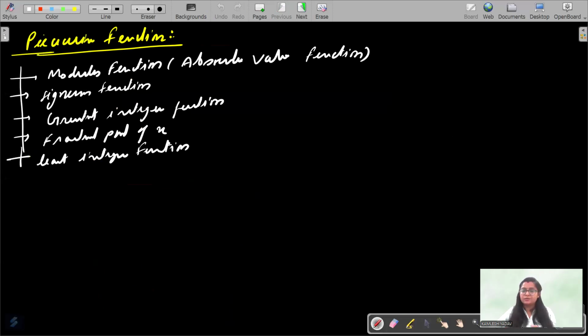So for today class, to summarize for today class, we have discussed about the piecewise function and also discussed about their types like modulus function, signum function, greatest integer function, fractional part of x and least integer function. Also we discussed about their graph and domain range. Thank you.